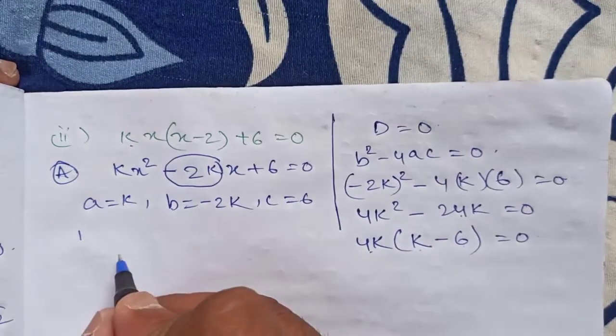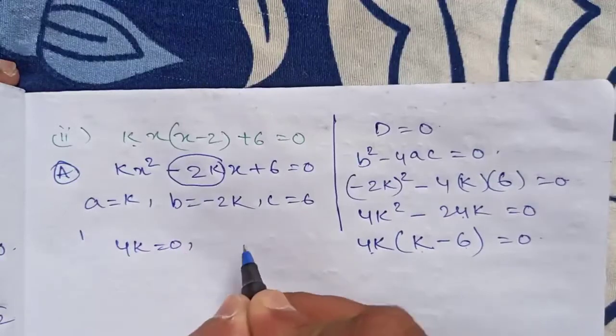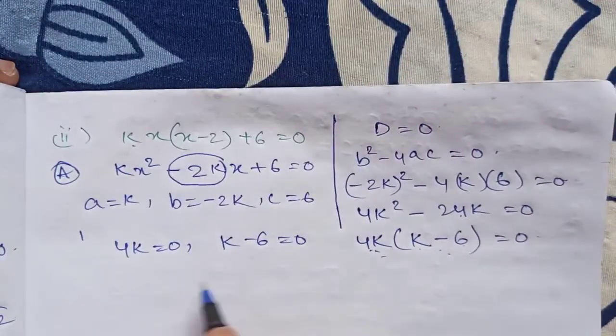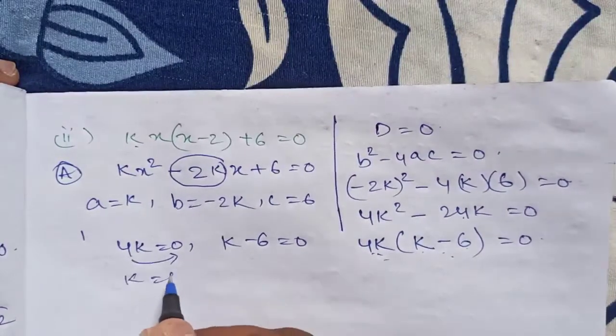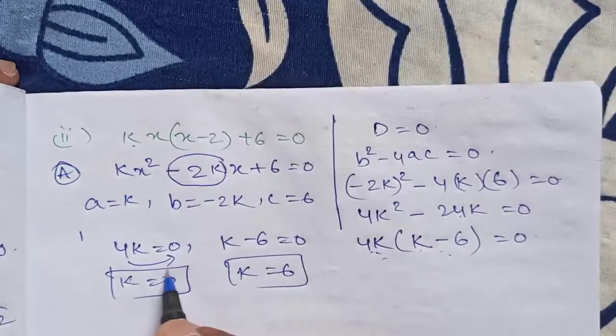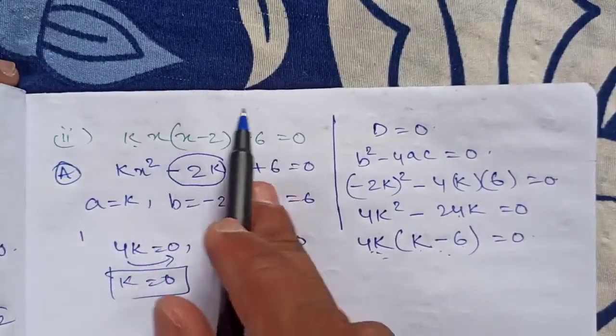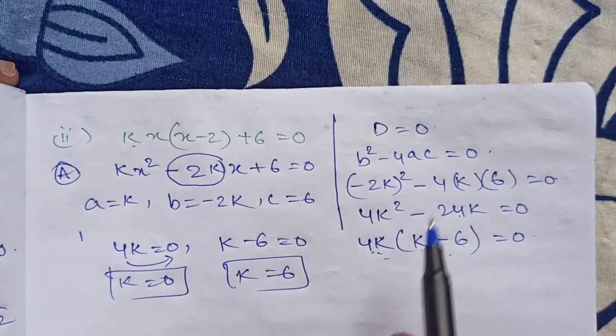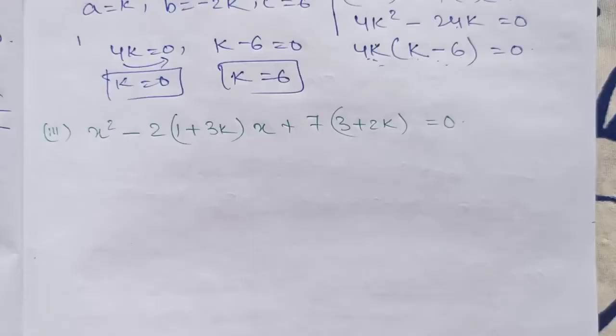So the two roots are, one is 4k equals to 0 and one is k minus 6 equals to 0. These two are the roots. Okay. So divide here, k equals to 0 we will get, and bring 6 here, k equals to 6 we will get. So these are the two roots of this given quadratic equation. In this way easily you can get the value of k. Okay. Next. Now third bit.